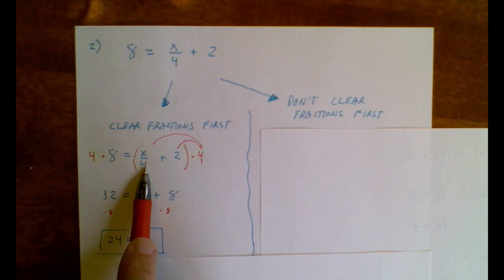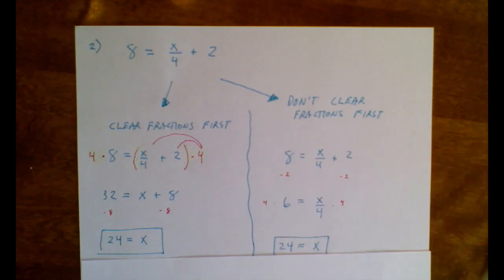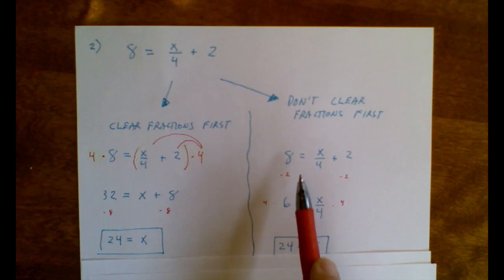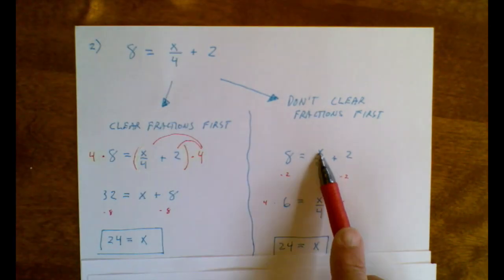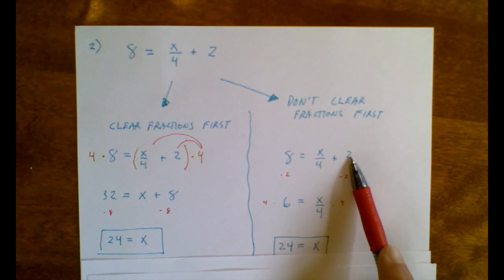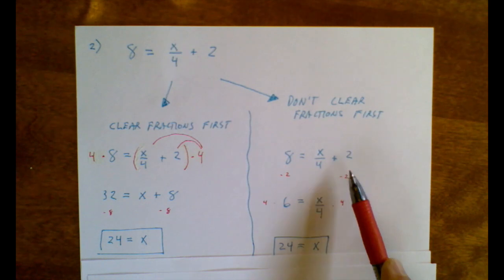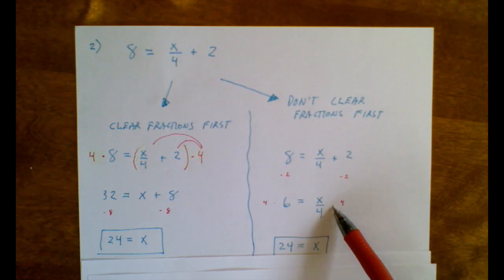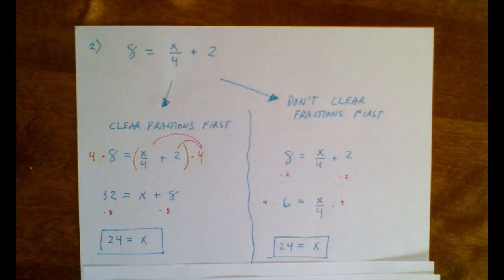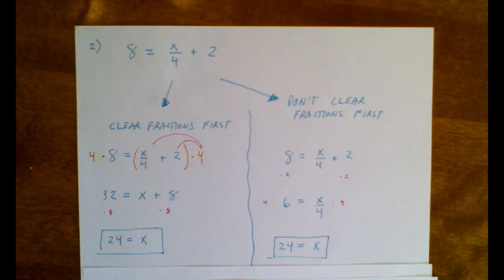If I didn't want to clear the fraction first, that's fine. Then my steps would look like this. I took my original equation, and I have to get x by itself, which means I need to get rid of the 2 and the 4. I get rid of the 2 first by subtracting 2. I get rid of this 4 by multiplying each side by 4, and no matter which path I take, I still get an answer of 24. I could check it if I want.